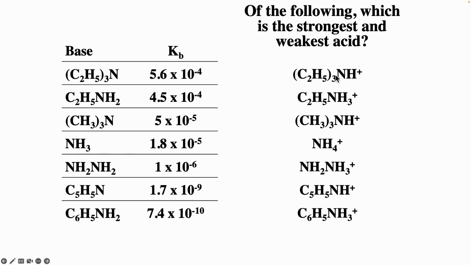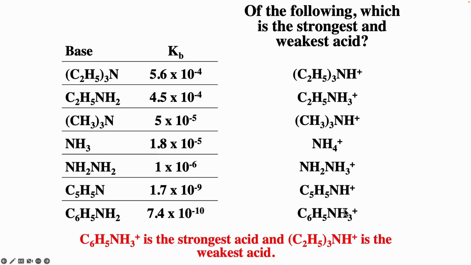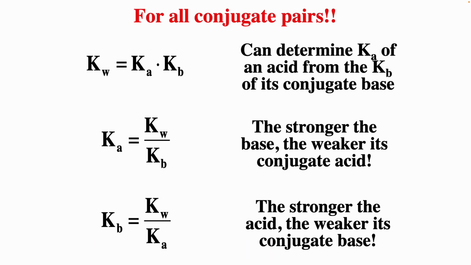Now I could ask, of these acids, which is the strongest acid, which is the weakest acid? So we saw that this was the strongest base, and so that would mean this is the weakest acid. This was the weakest base, and so that would be the strongest acid. And so Ka times Kb equals Kw. The stronger the acid, the weaker the conjugate base. The weaker the acid, the stronger the conjugate base.